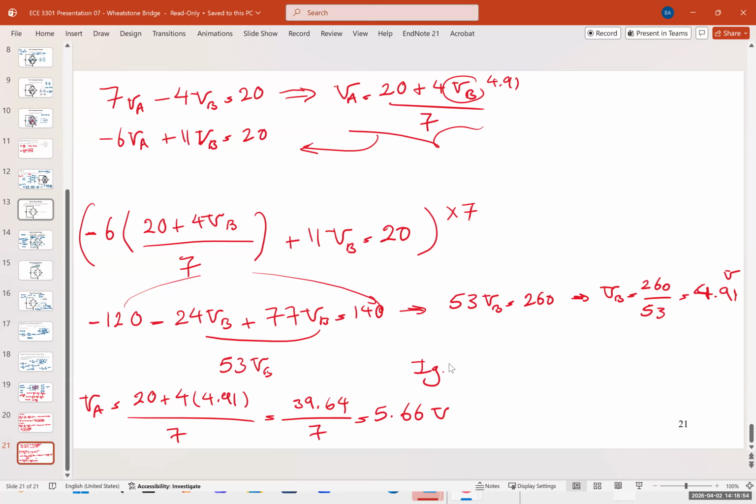Now, if I want to find the current passing through the galvanometer, it's going to be 5.66 minus 4.91 divided by 50. Can someone calculate this? It's probably going to be 0.75 divided by 50, which is around 0.015. What is the actual number? 0.75 divided by 50 is 0.015 amps. Or in other words, it's 15 milliamps.